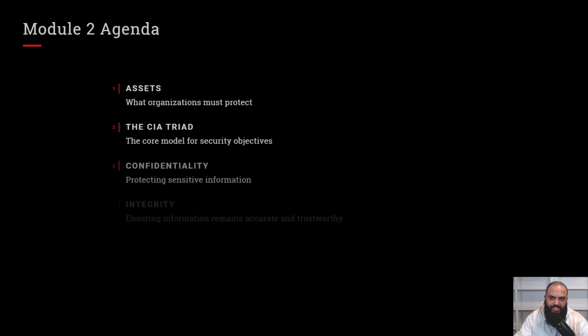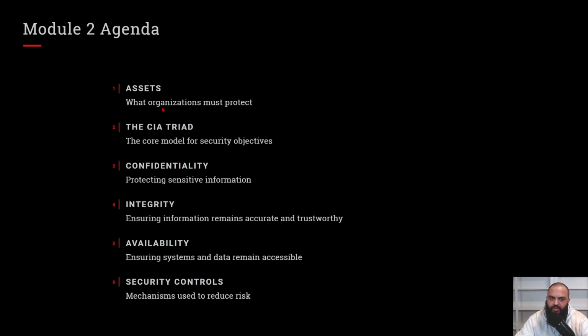So what's on our agenda today? We're going to be talking about the assets, right? The first question, what are we protecting, is our assets. And then we're going to be talking about the CIA Triad, which is the very core of cybersecurity. Then we're going to break down what the CIA Triad actually means. And then we're going to end the course with the security controls. What are the actual mechanisms that we use to reduce risk? What are the actual things we're able to implement in terms of cybersecurity?